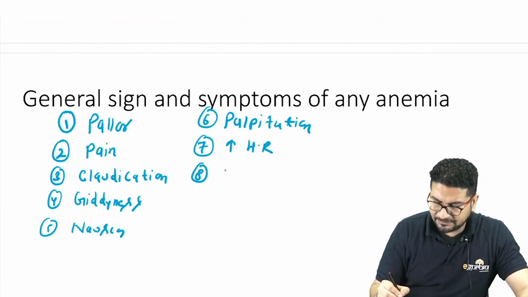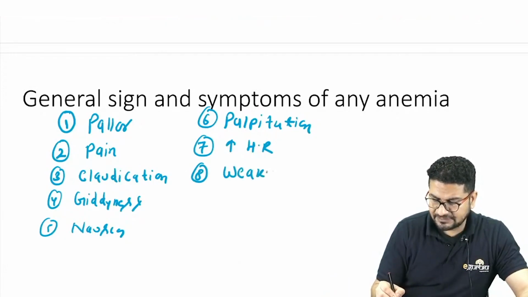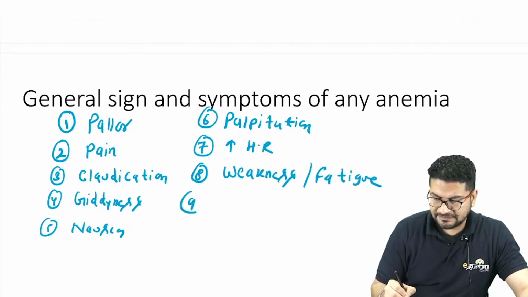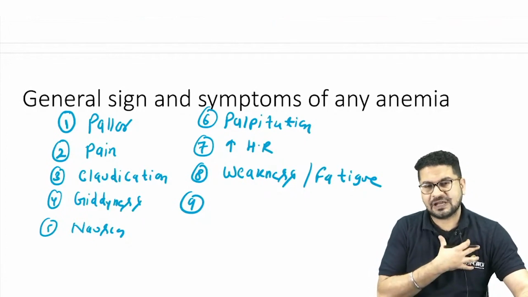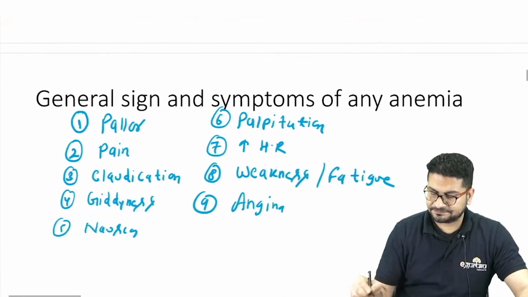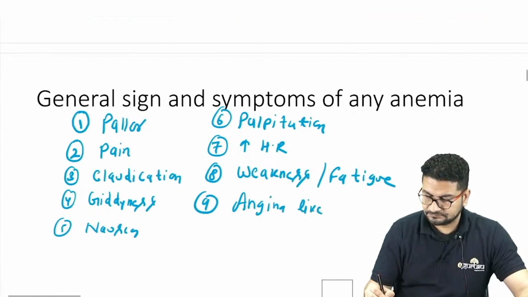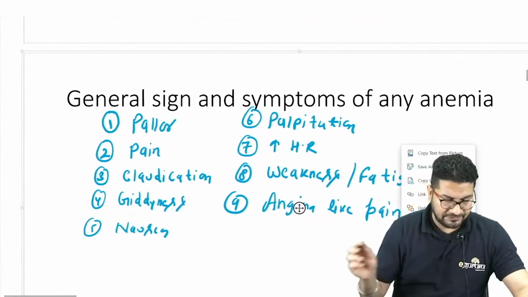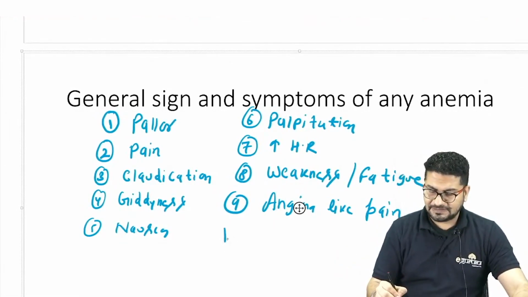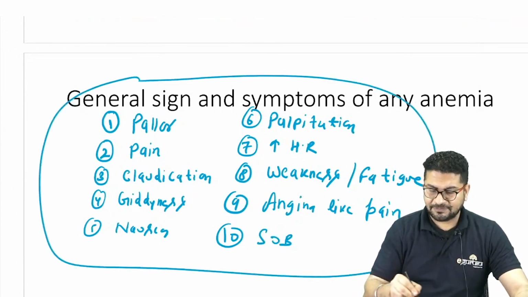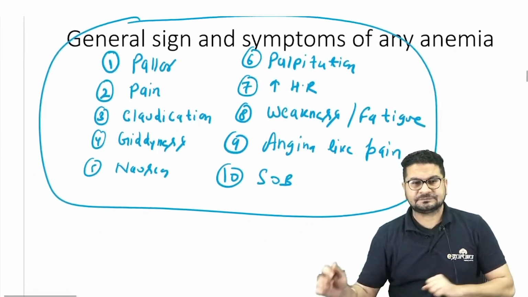Sometimes the patient can develop severe generalized weakness, extreme fatigue, or feeling low and tired, and some of these patients can develop angina-like chest pain. It's not MI, but it's angina-like pain. So these are common symptoms which any patient will develop. And last, the patient can develop shortness of breath. These are common symptoms that you can see in any anemia.